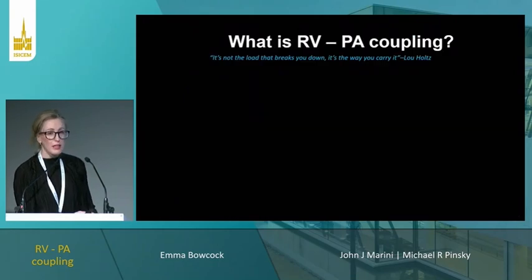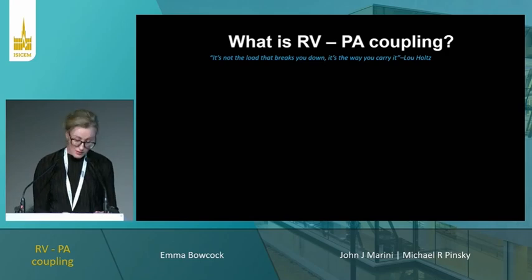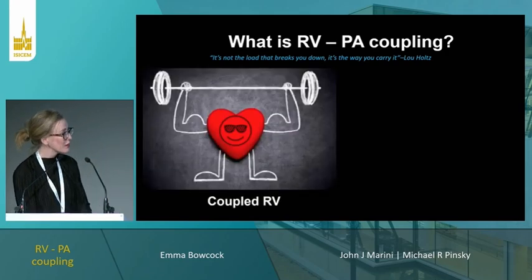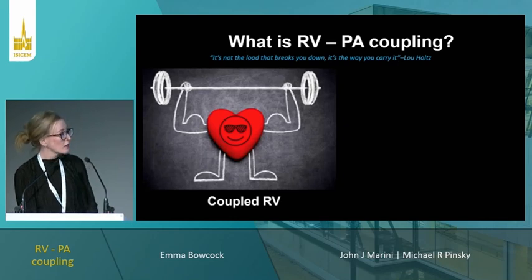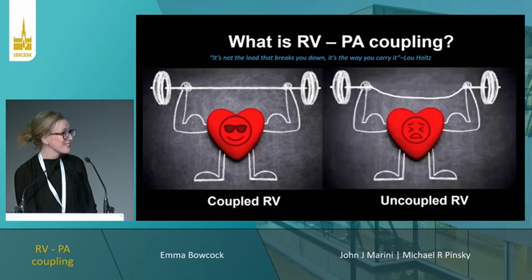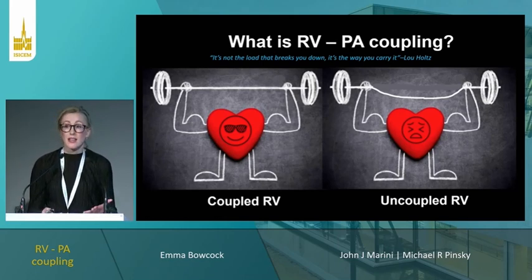So what is RV-PA uncoupling? From a very simplistic conceptual perspective, we can think about the coupled right ventricle as one that's able to match its function against an increased afterload. This is a happy right ventricle. We can think about the uncoupled right ventricle as a ventricle that cannot adapt to this increased RV afterload and starts to run into a lot of trouble.